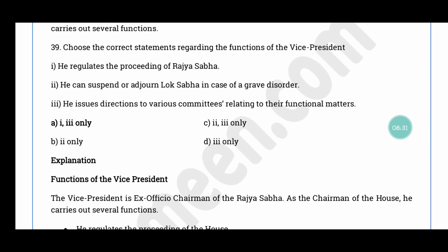Question number 39. Choose the correct statements regarding the functions of the vice president. He regulates the proceeding of Rajya Sabha. He can suspend or adjourn Lok Sabha in the case of grave disorder. He issues directions to various committees relating to their functional matters. The correct answer is option A. Statement 1 and 3 alone is correct.